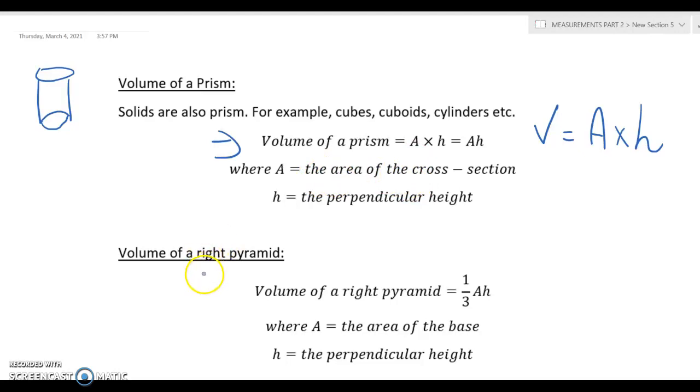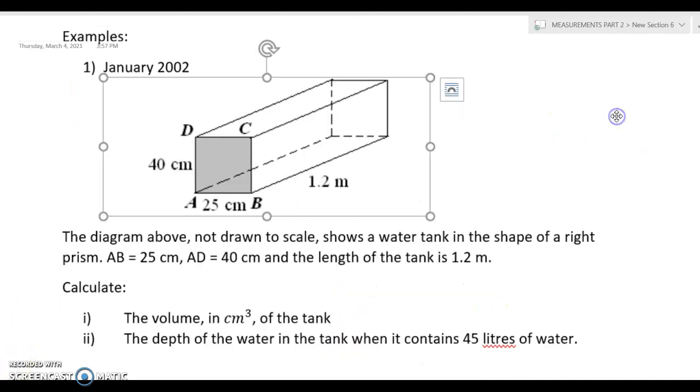And then the volume of a right pyramid is a third area by height. So the area here is the area of the base, and h is always height, right? And again, you will see in the formula sheet, they give you all this information. All right, so let's look at this question. January 2002. Very old question.